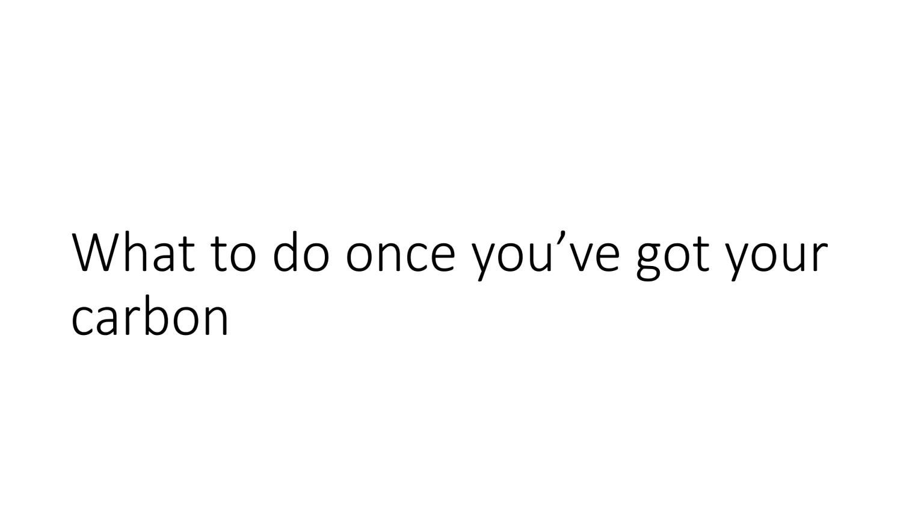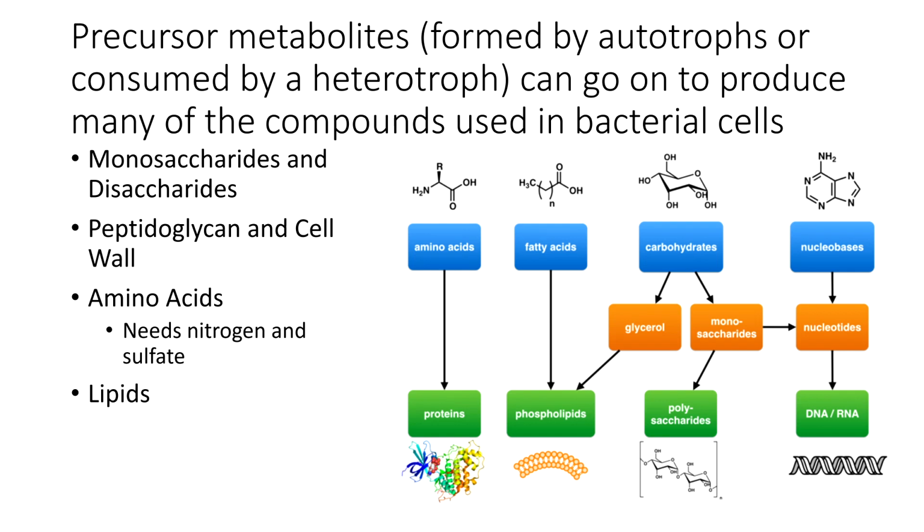So far in this section, we've mostly focused on various pathways to fix carbon dioxide. But once you've got those precursor molecules, whether they're formed by autotrophs or consumed by heterotrophs, you then need to use those to actually produce the things that are used in bacterial cells. So things like monosaccharides, disaccharides, things making up the peptidoglycan in the cell wall or even the cell membrane, amino acids, and lipids are all some of the key things that cells have to produce.